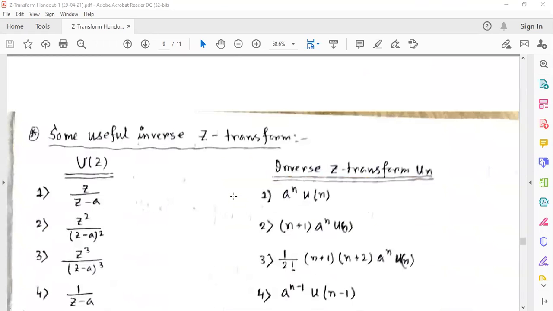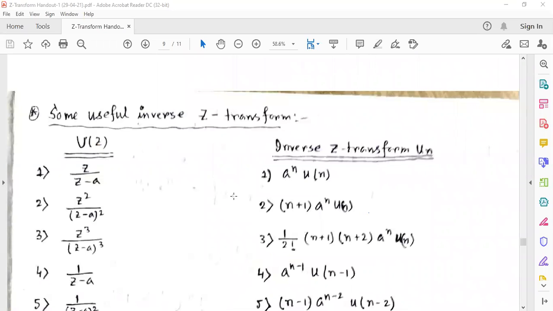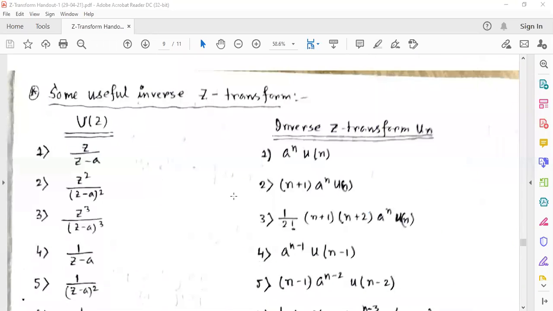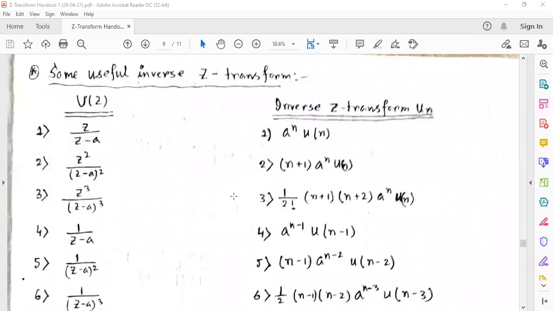Now some useful inverse Z transformations. Next day we will go for the inverse Z transformation in more detail. If U(z) equals z by z minus a, then the inverse Z transformation is a to the power n u(n). If it is z square by z minus a, then it is n plus 1 times a to the power n. If it is z cube by this, then it is 1 by factorial 2 times n plus 1, n plus 2, a to the power n u(n).